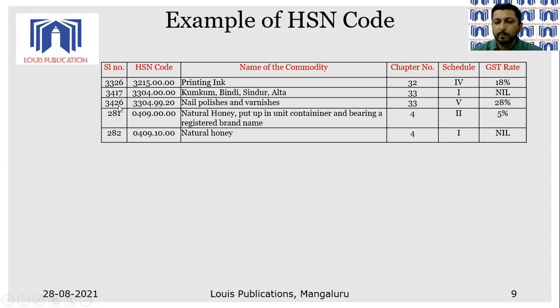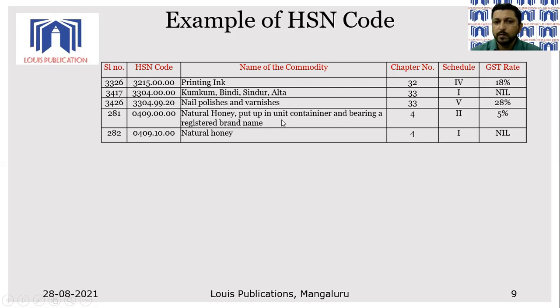Next product, serial number is 3426. The HSN code is 3304. There is a sub-classification 99 and sub-classification 20. Nail polishes and varnishes fall under chapter 33. As I said, the first two numbers are the chapter of the HSN code. Falls under the fifth schedule. The rate of GST is 28%. Then we have item number 281. HSN code is 0409. So 04 is the chapter number, as you see over here. 09, no sub-classification, no sub-classification.